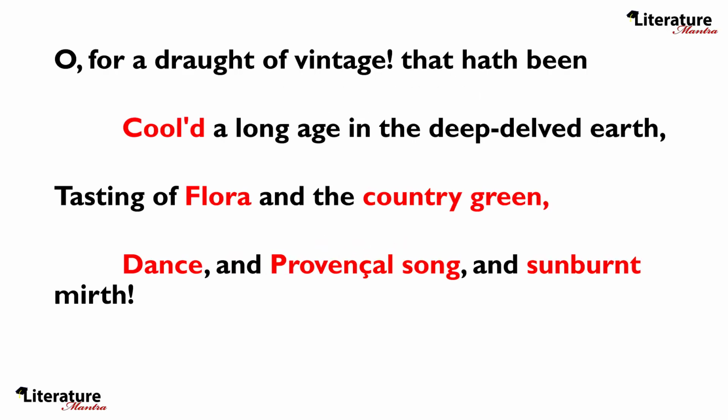To express something visual here, colors, an auditory description is used: loud colors. And in the poem Ode to a Nightingale, Keats calls for a draught of wine. It begins, "Oh, for a draught of vintage that hath been cooled a long age in the deep delved earth, tasting of flora and the country green, dance and provincial song and sunburnt mirth." So here, using this synesthesia, Keats calls for a drink tasting of sight, color, motion, sound and heat.